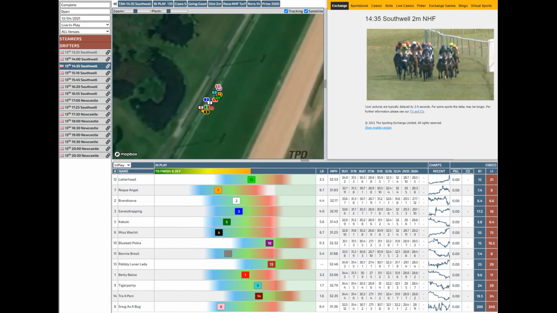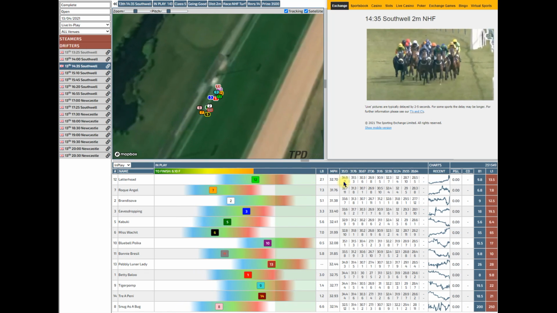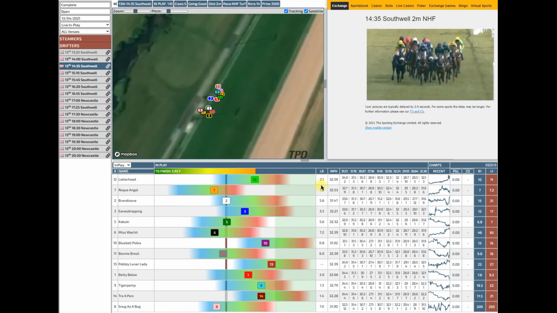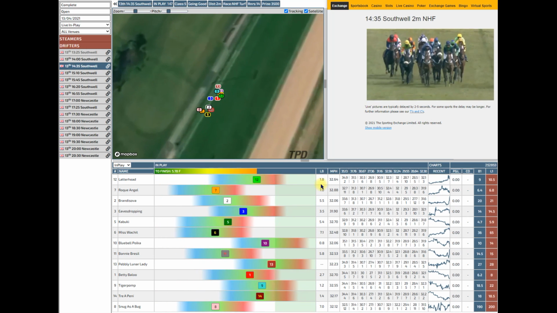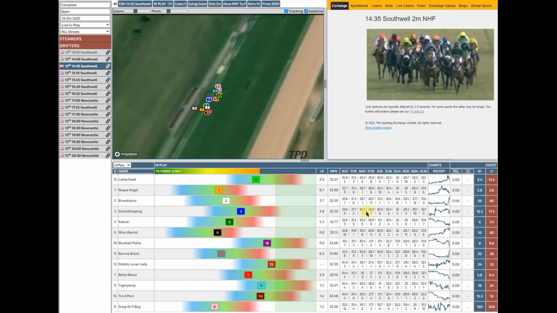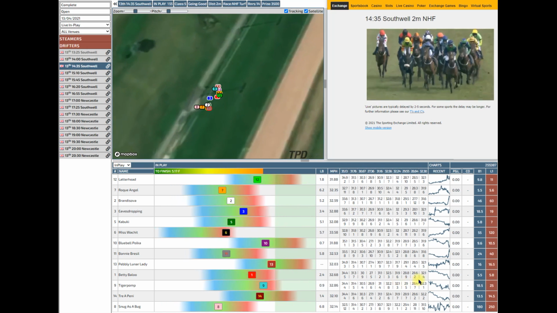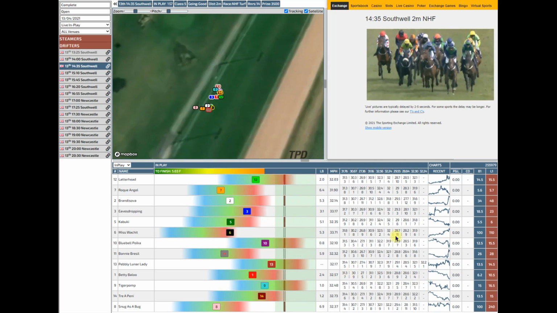Okay, so moving on to the 4th race, and I'll give you another demonstration of how you can make a profit using the software backing late. This is now the 13th of April, and this is the 2:35 at Southwell. It's another National Hunt flat, and it's 2 mile.